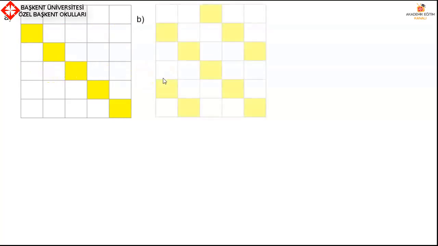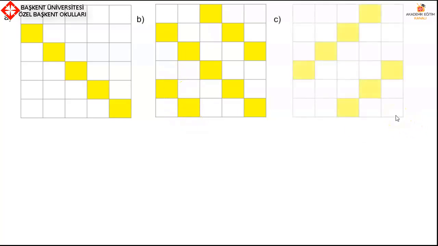What about B? 1, 2, add 1 on, 3. So this is going to be in multiples of 3. C. 1, 2, 3, add 1 on, 4. This is all multiples of 4.